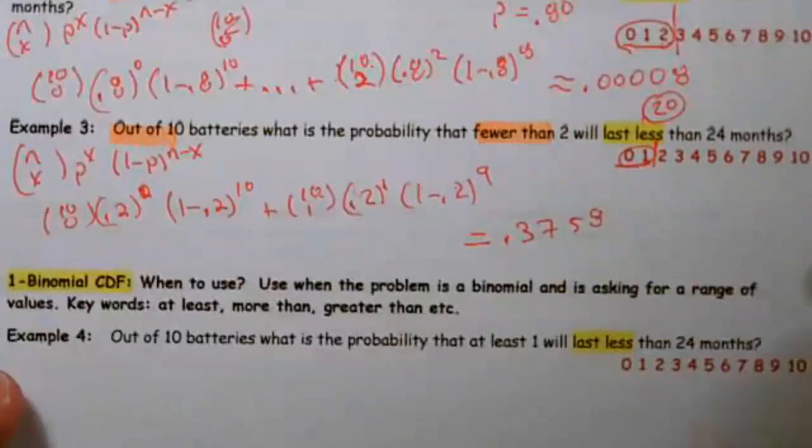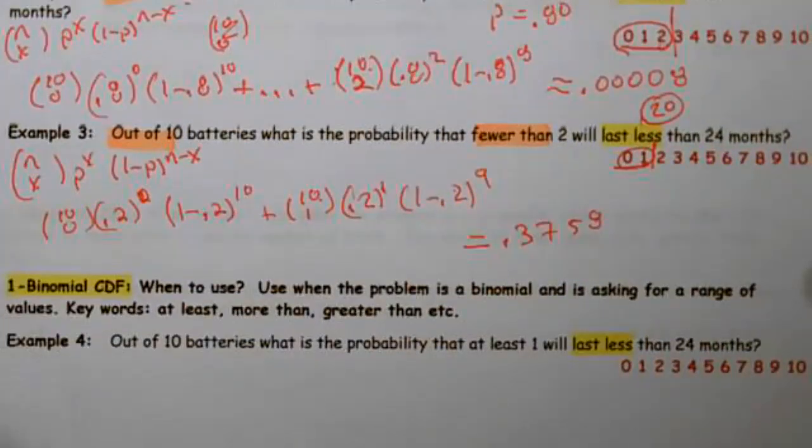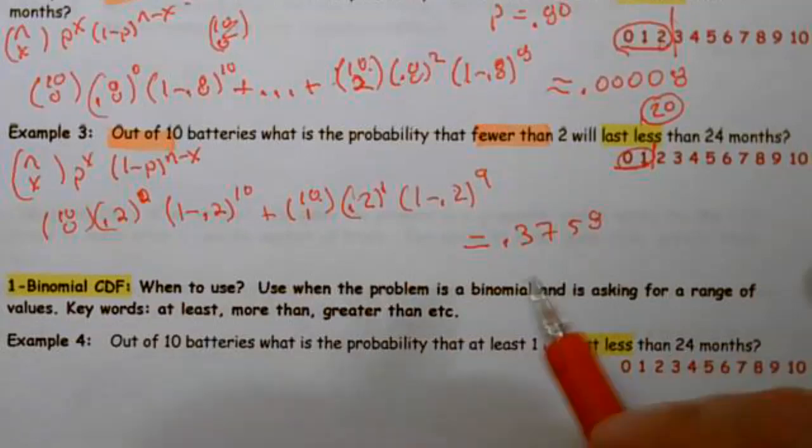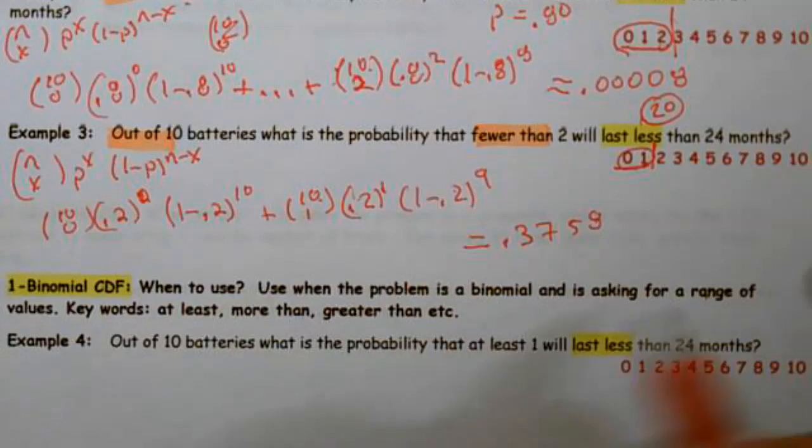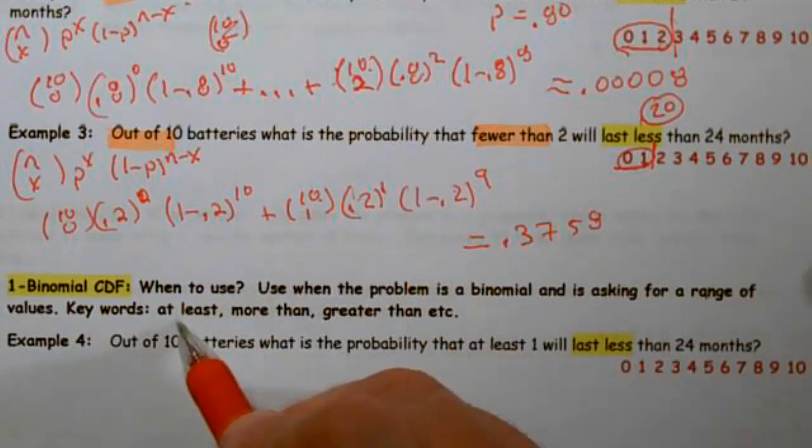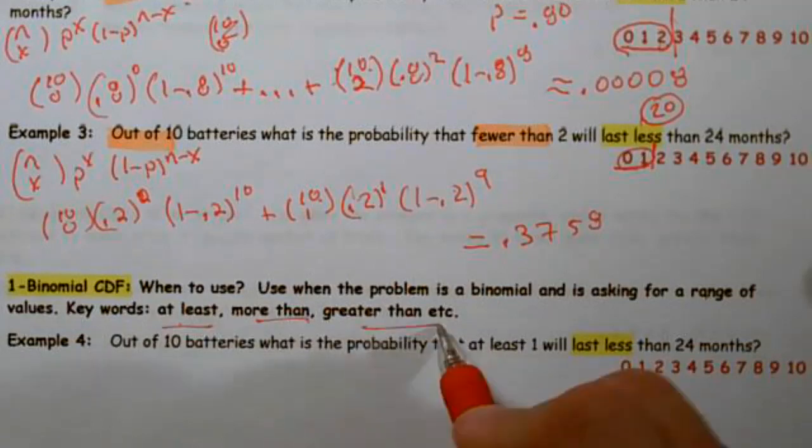All right. Feel like I need to ask some questions on that. All right, so resuming recording. The 1 minus binomial CDF, when should we use that? Use when we have a binomial, and it's asking for a range of values, and the keywords that let us know we're using a 1 minus are at least, or more than, or greater than.